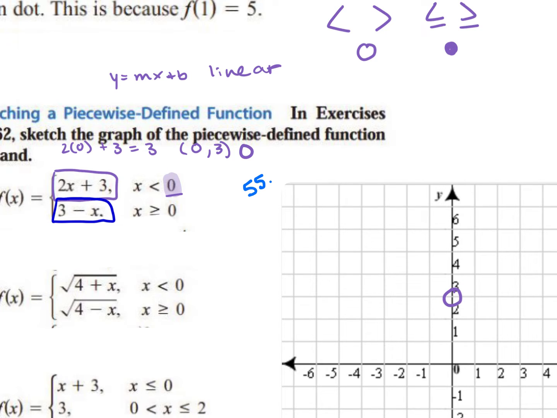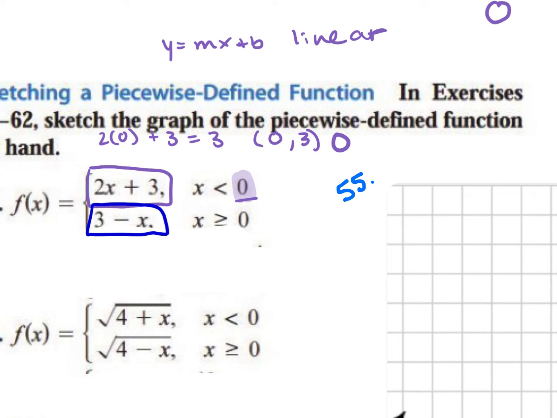Next number we want to plug in is something that is less than 0. So what's a number that's less than 0? -1. You can plug in any number less than 0. We could plug in -3 if we wanted to. So let's plug in -1. So I have -2 plus 3, which would be 1. So my point would be (-1, 1), because I plugged in -1 for x and got 1 for y.